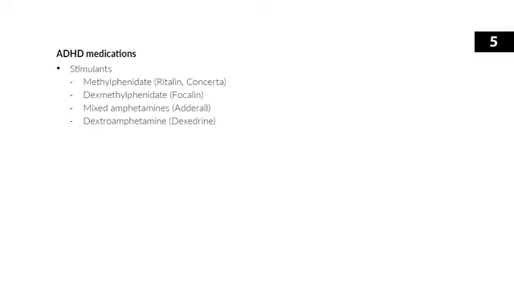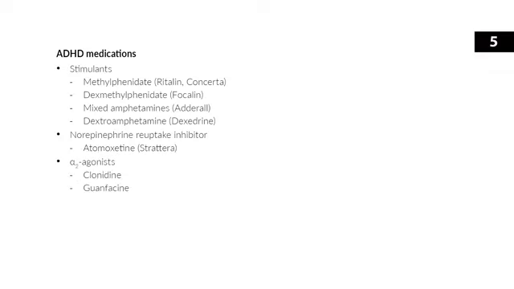Mixed amphetamine is a mixture of both the levo and dextro isomers. And there's a drug called atomoxetine, which is not a stimulant, but it works by inhibiting norepinephrine reuptake. So the end result is increased norepinephrine in the synaptic cleft. This is usually a second-line drug. And you can also see alpha-2 agonists like clonidine and guanfacine used second line, even though they reduce norepinephrine output in the brain. The exact mechanism of why this works in ADHD is not well understood.